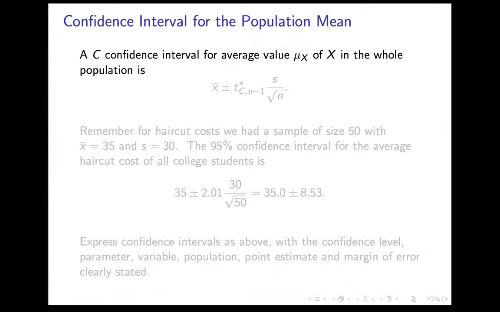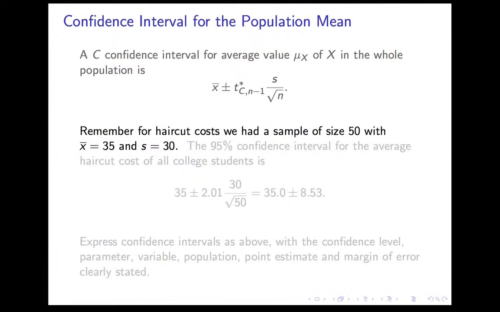So to recap, I still have not told you how to find t star c, but once you know it, you can get a 95%, or in general a c confidence interval, whatever your confidence level c is, for the average value mu sub x of x in the whole population, and the confidence interval is x bar, the point estimate, plus or minus t star times s over the square root of n. S has replaced sigma, t star has replaced z star, and the two replacements together leave you with a perfectly good confidence interval.